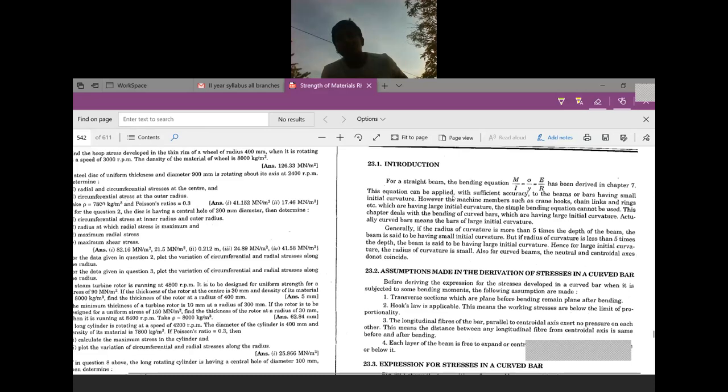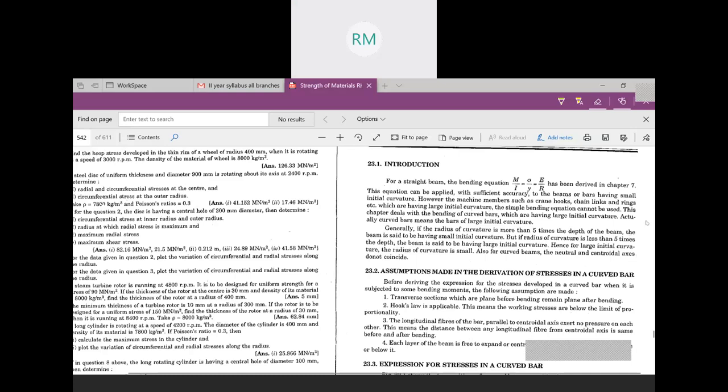If the radius of curvature is more than 5 times the depth of the beam, it is said to have small initial curvature. But if the curvature is less than 5 times the depth, the beam is said to have a large initial curvature.